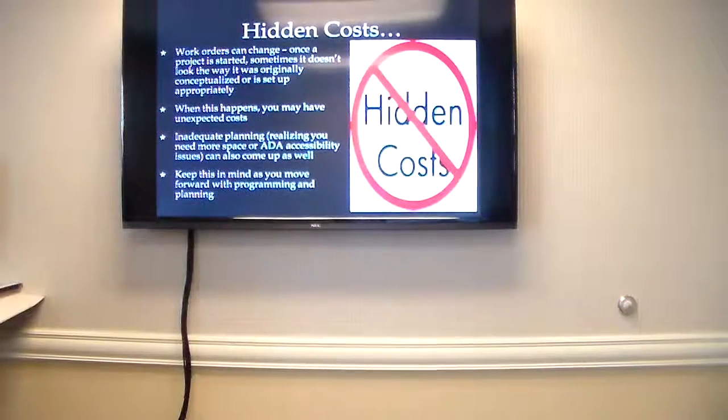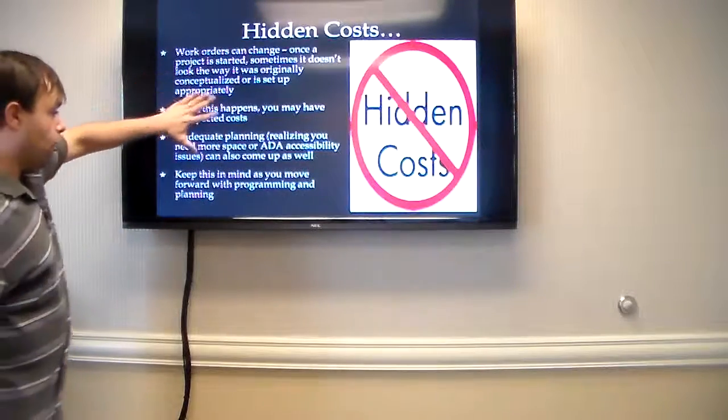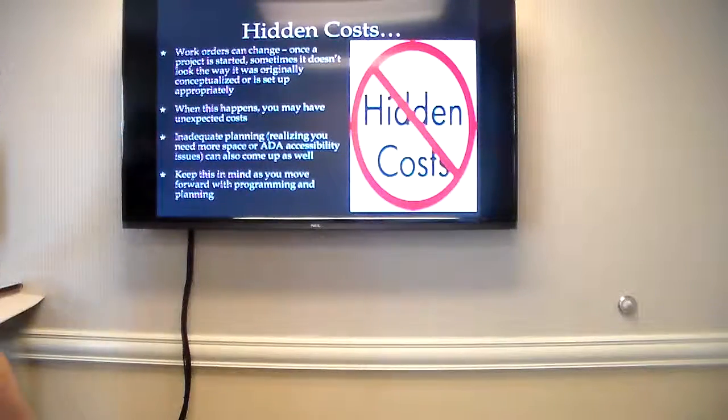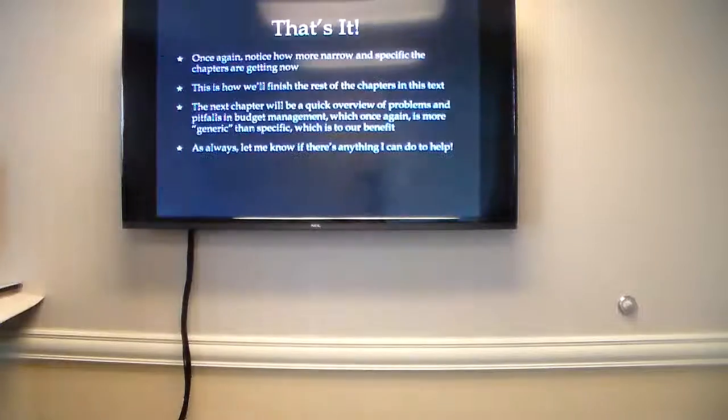So there's always hidden costs. We mentioned this in K-12 as well, but work orders change. A project started, it doesn't look the way it's supposed to. You realize you need more money for it. There's not enough parking spaces. We need more offices in the building. When this occurs, unexpected costs come out of anywhere. If you don't have enough space or if there's ADA accessibility issues, this can be a problem as well. But try to keep this in mind as you move forward with programming and planning.